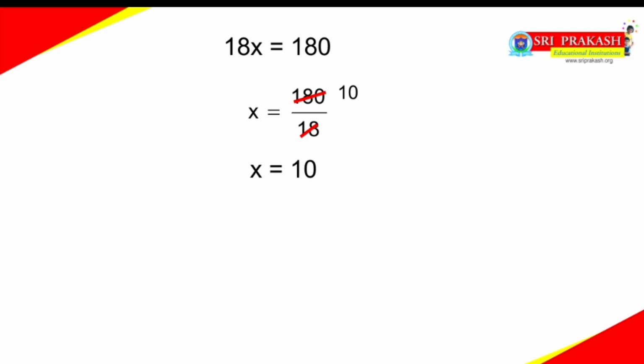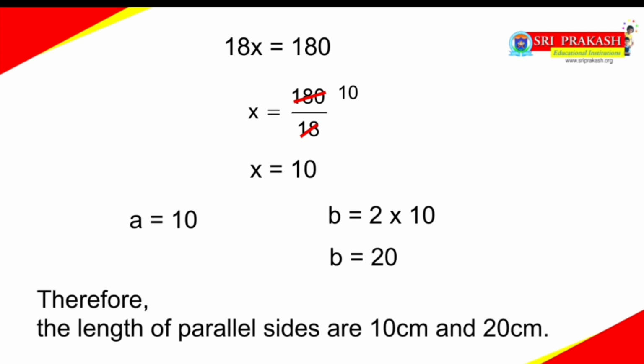Now we need to find the values of a and b, which are nothing but the lengths of parallel sides. We have taken a is equal to x, which is equal to 10 centimeters. Next, b is equal to 2x, which is nothing but 2 into 10 is equal to 20 centimeters. Therefore, the lengths of the two parallel sides are 10 centimeters and 20 centimeters.